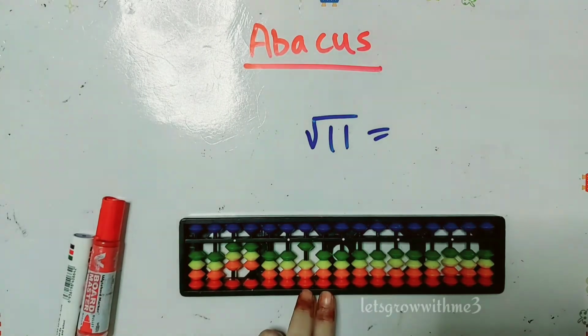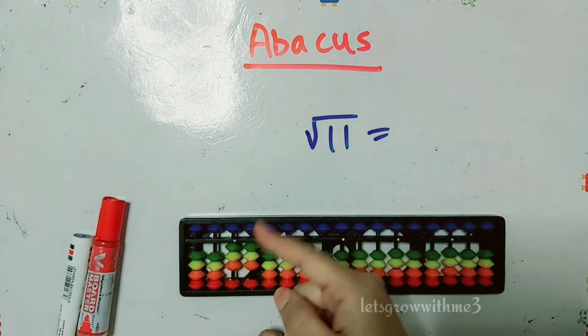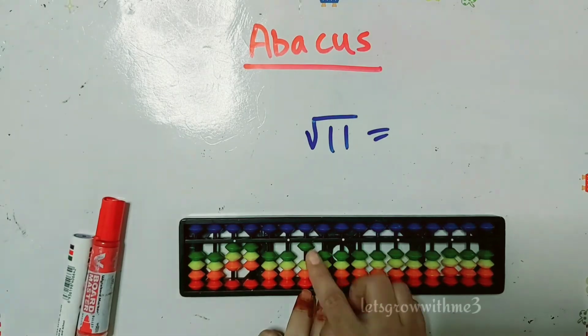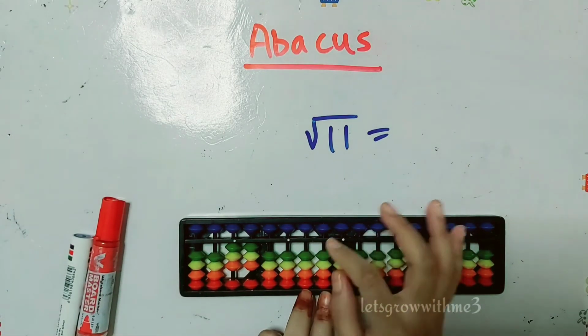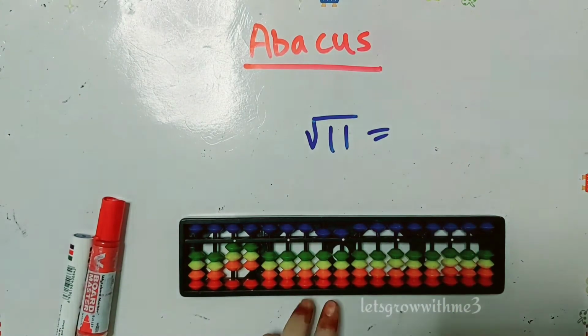Once done, we have to change the position. Now again we have to multiply the same number, that is 3 times 3, and subtract half of that number, which is 4.5. Here the value is 10. So 10 minus 4.5, the answer is 5.5. Yeah, 5.5. Done.